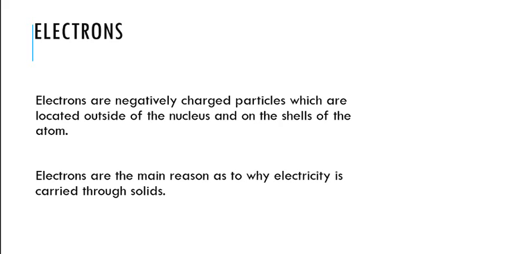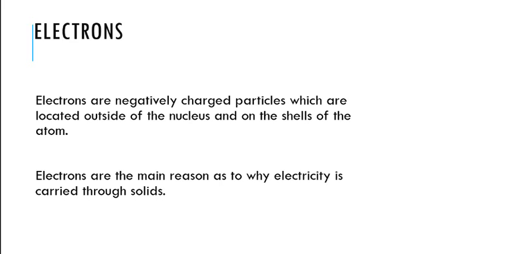The second particle is electrons. Electrons are negatively charged particles which are located outside of the nucleus, on the shells of the atom. Not the shelves, the shells. The shells are just on the outside of the atom. They spin around the nucleus, like the solar system, and keep on spinning.